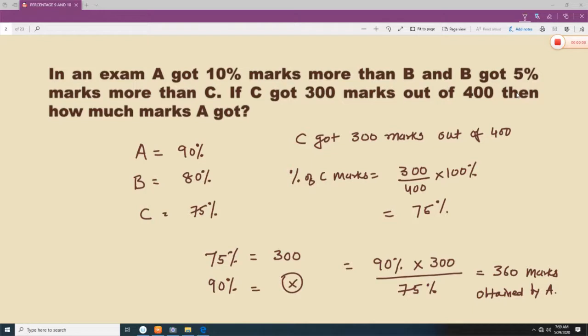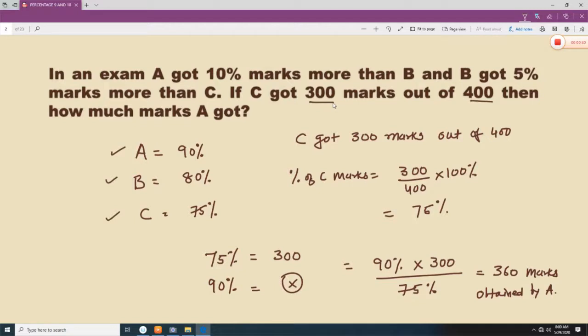Let's say in an exam A got 10% marks more than B and B got 5% marks more than C. If C got 300 marks out of 400, then how much marks A got? So first of all we have to write down three portions, A, B and C, and then we need to find out the actual percentage of the marks that C got.